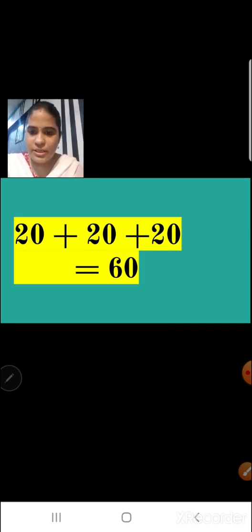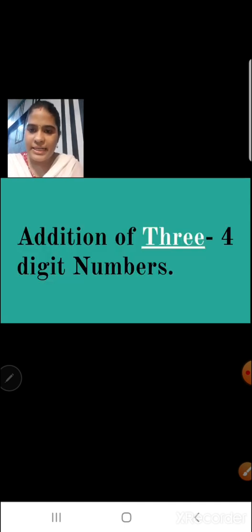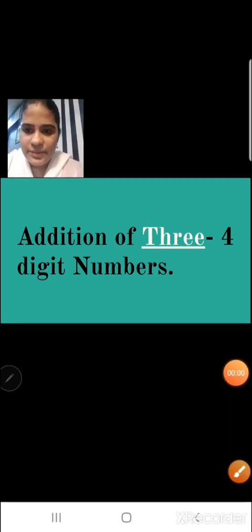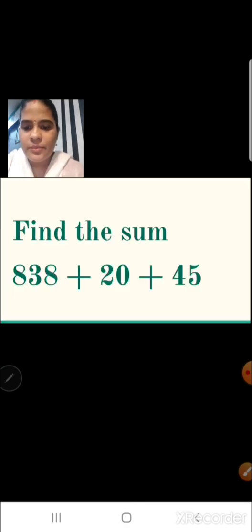Children, today we are going to learn addition of 3 4-digit numbers. Children, let us see more examples. Here we have 3-digit number plus 2-digit number plus 2-digit number, and we have to find the sum. The question is 838 plus 20 plus 45.